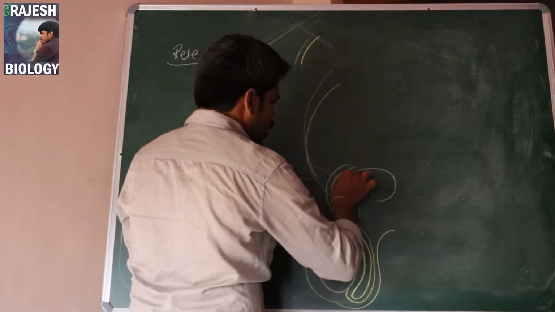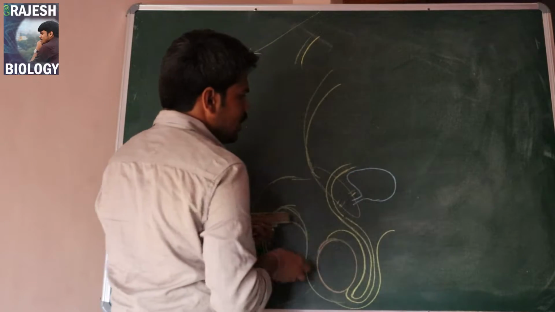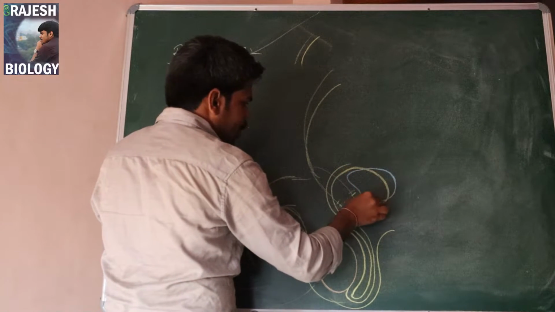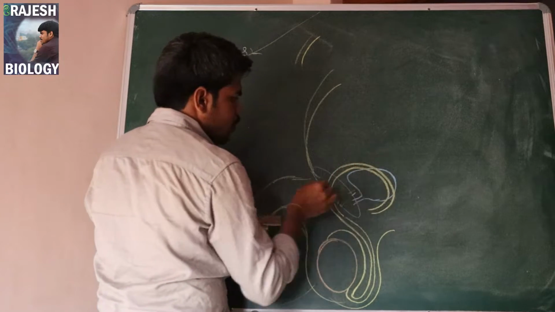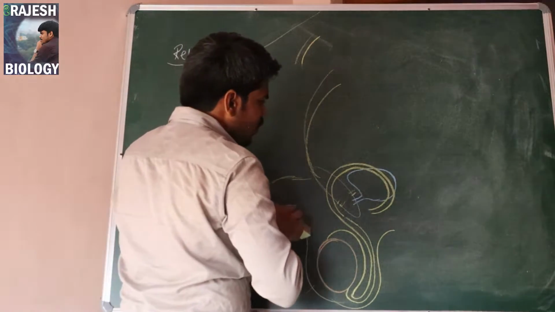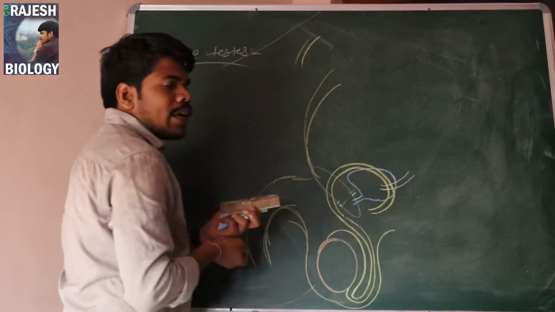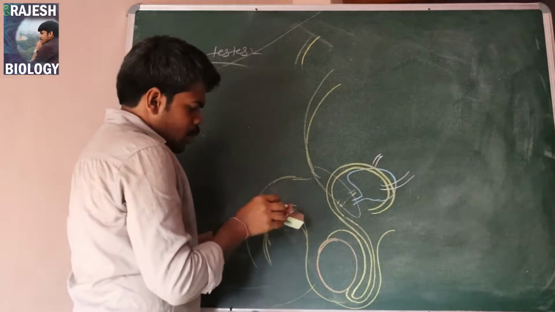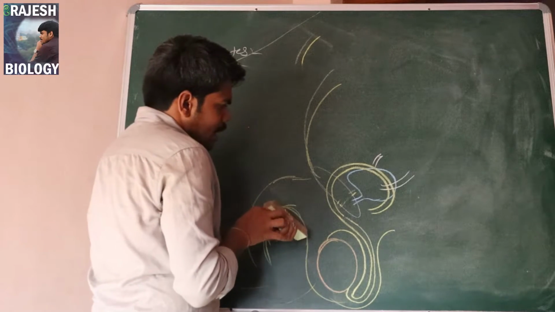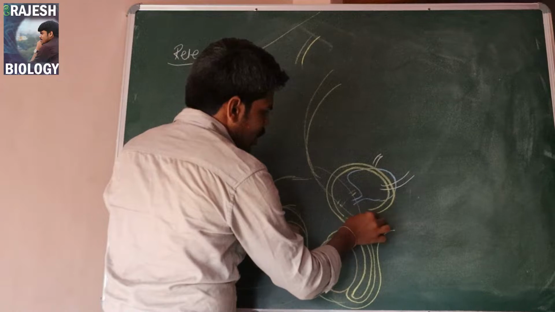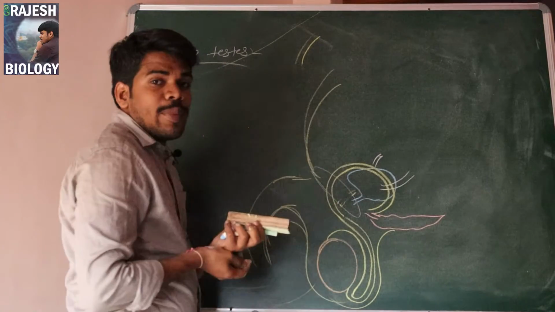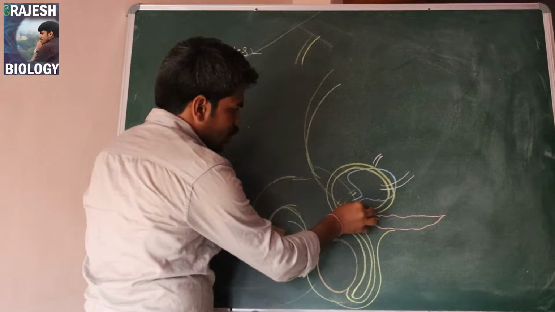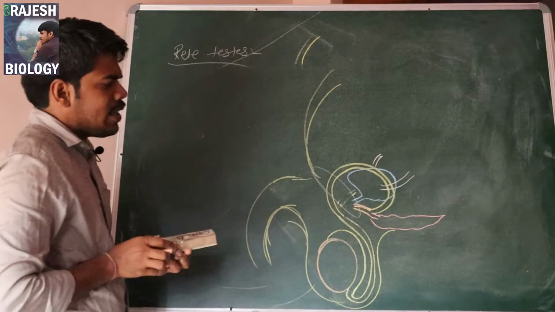For example, if it is the urinary bladder, just imagine it is the urinary bladder. It loops over the urinary bladder. And of course, these two are the ureters. Here also ureters are there. So it loops over the urinary bladder and it collects a duct from the seminal vesicles, and forms the ejaculatory duct.